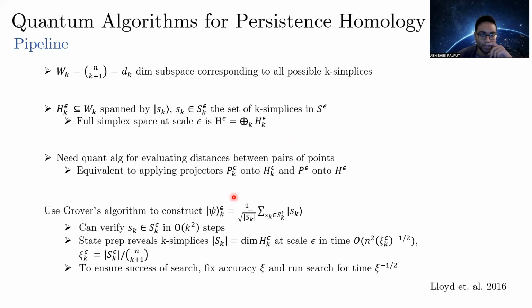Then the idea is you can construct a uniform superposition of these simplex states using Grover's algorithm, and basically the state preparation will reveal the K simplices at some particular scale epsilon in this amount of time, which depends on the square of your number of data points, and then depends on this accuracy, which we're calling C sub K. And this is precisely the ratio of the dimension of your K simplex space to the dimension of the overall space of possible simplices.